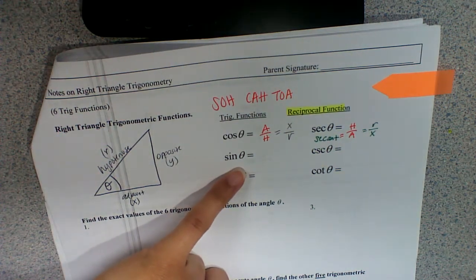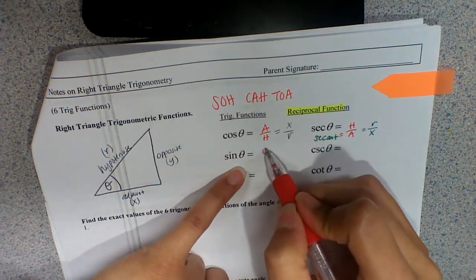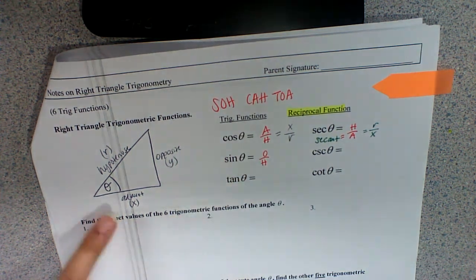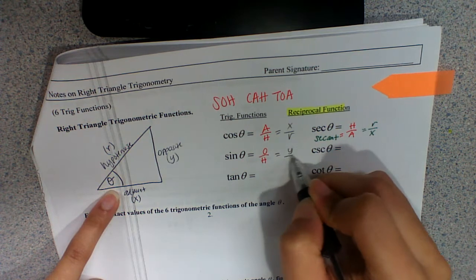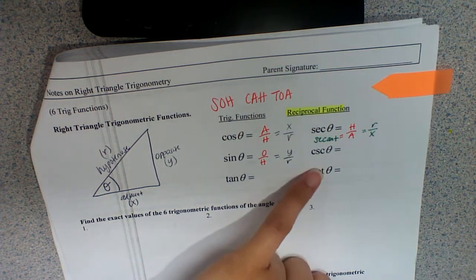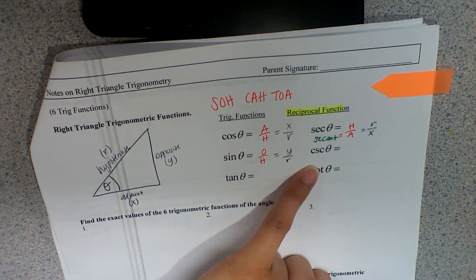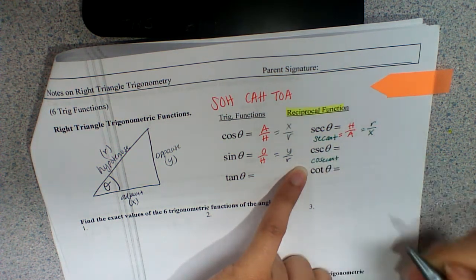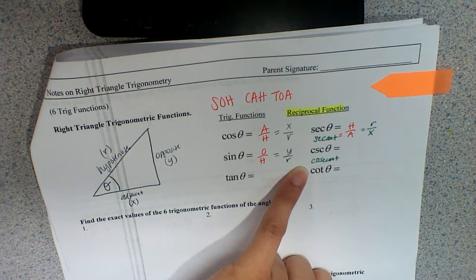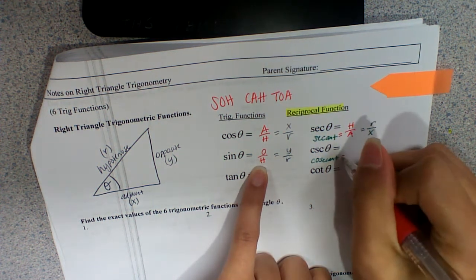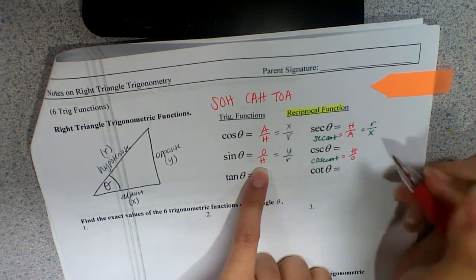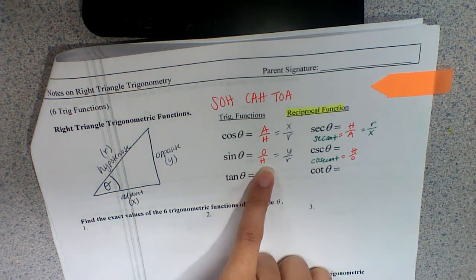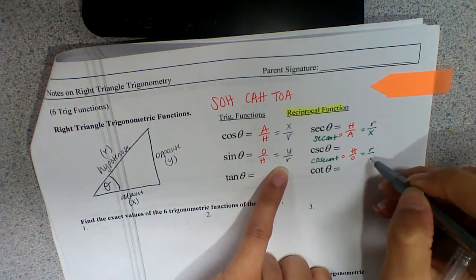Okay, sine, according to SOHCAHTOA, is opposite over hypotenuse. In this case, it's going to be y over r, and the reciprocal for sine is called cosecant. And again, because we know it's a reciprocal, it's simply going to be h over o, so hypotenuse over opposite, in this case, which is r over y.